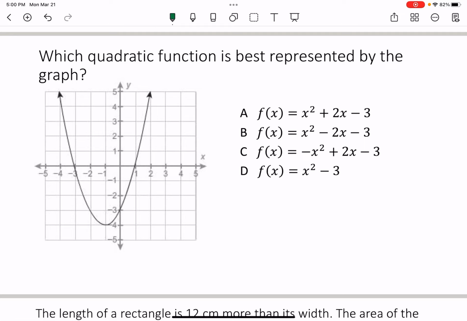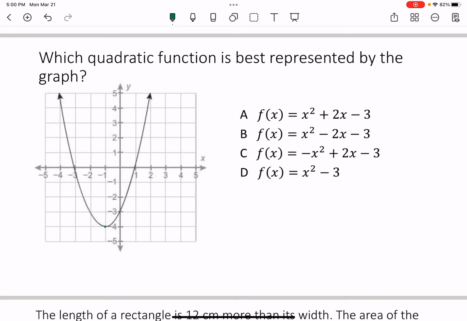So this asks you which quadratic function is best represented by the graph. So let's start off by reading the vertex. The vertex is at -1, -4. So I'm going to plug that into my equation. y equals a times x minus -1 squared plus -4. So I have y equals a times x plus 1 squared minus 4.